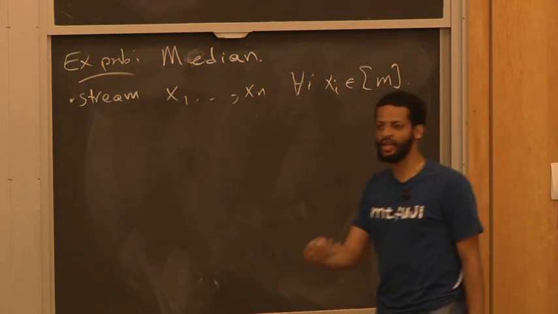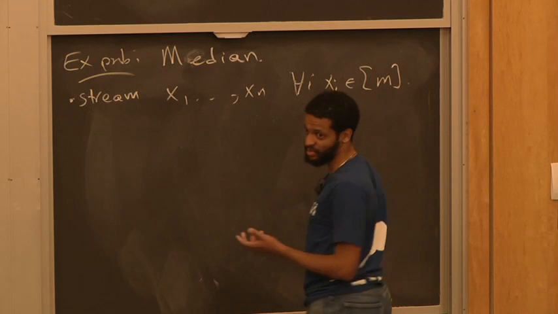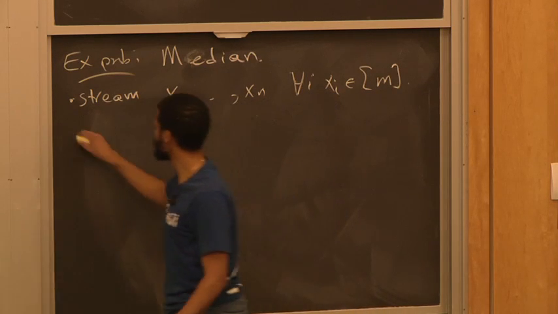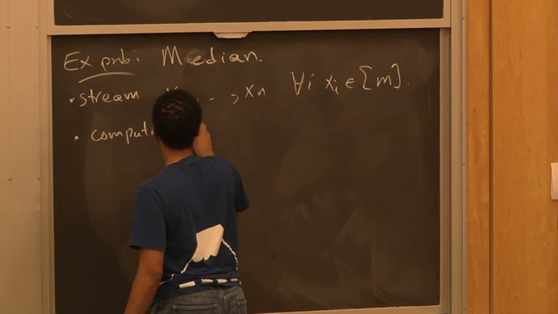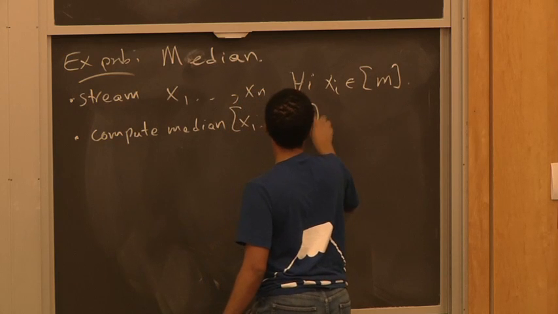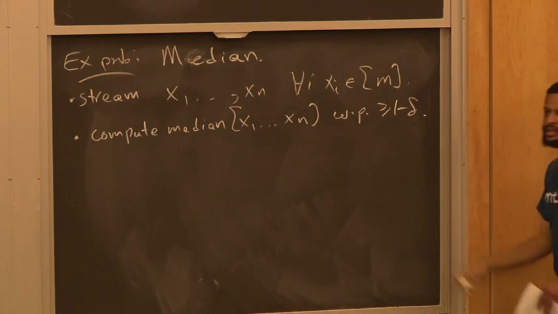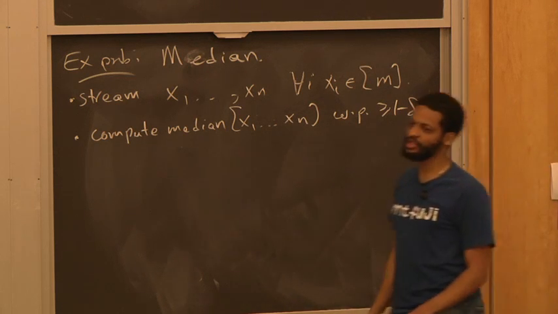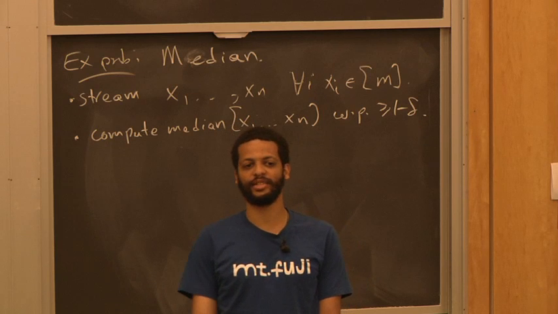We're looking at streaming algorithms here, and we want to look at randomized exact median computation. So compute the median of this input x1 up to xn with probability at least 1 minus delta. I want to show you now a reduction from indexing to median. If we could actually solve median, that means we can solve indexing, so there's a lower bound for median.